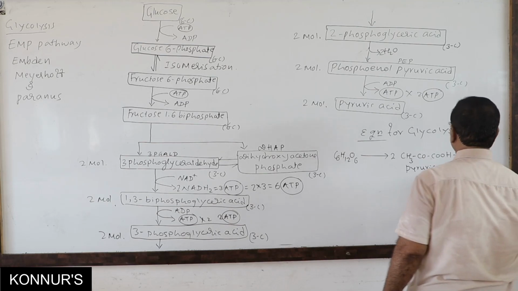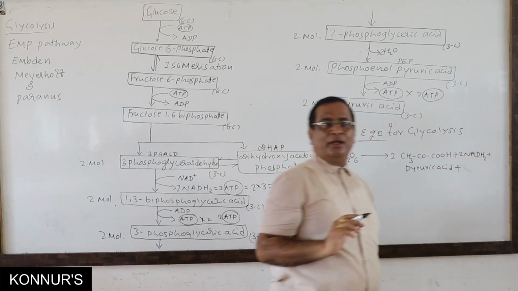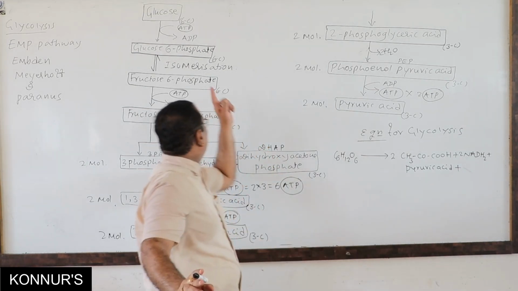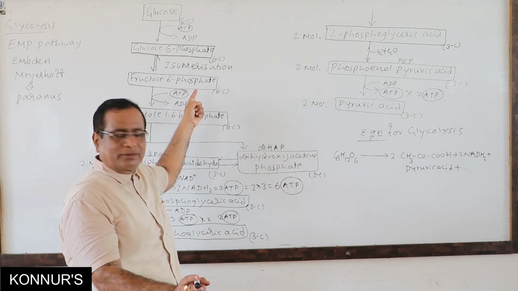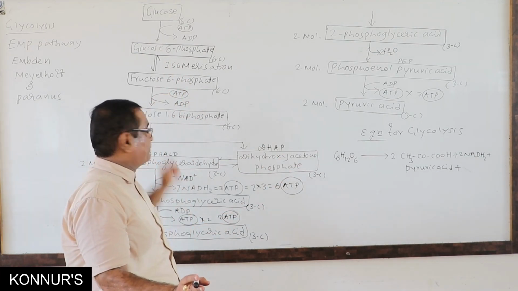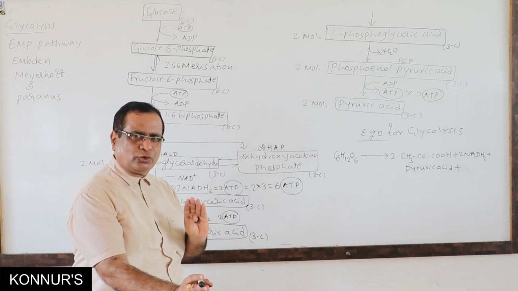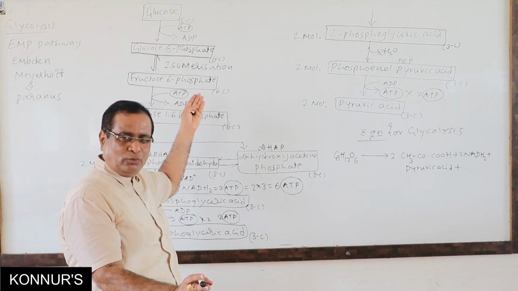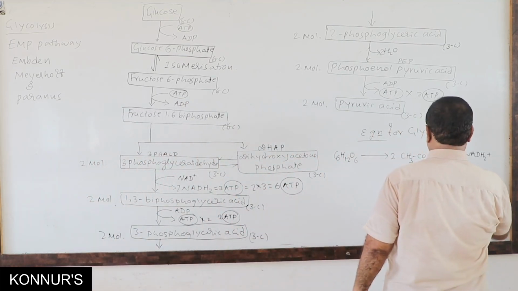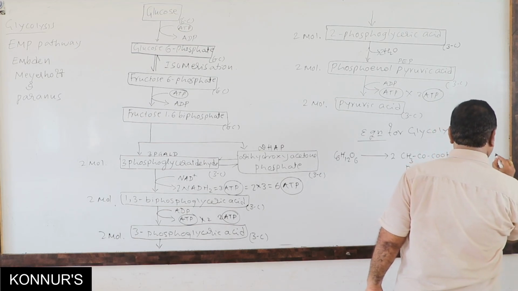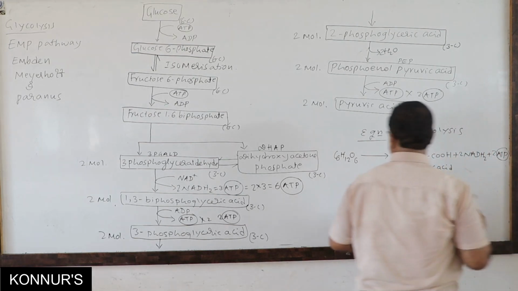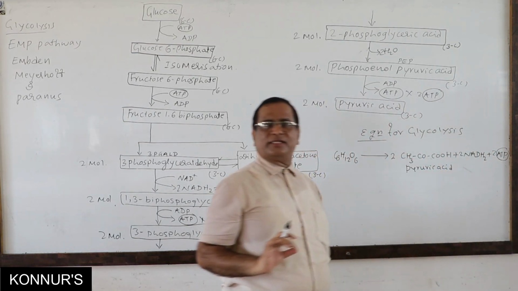Totally 4 ATP. But at the starting, 2 ATPs are consumed. Actually, 4 ATPs are generated, but in the starting 2 steps, 2 ATPs are consumed. So we have to subtract those 2 ATPs and the remaining will be 2. Pyruvic acid, 2 NADH2 and 2 ATPs is the equation for glycolysis.